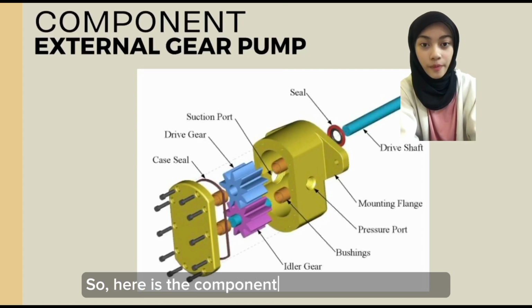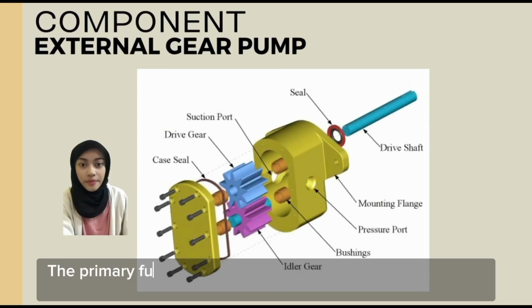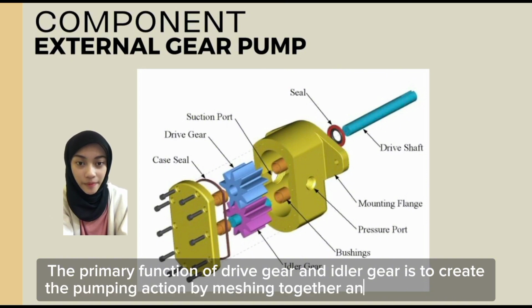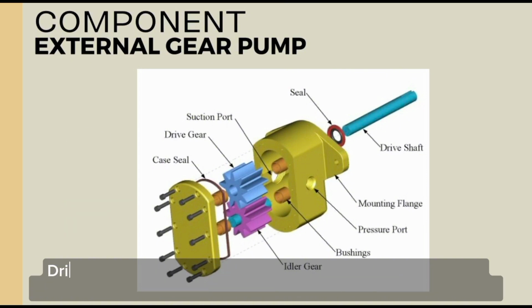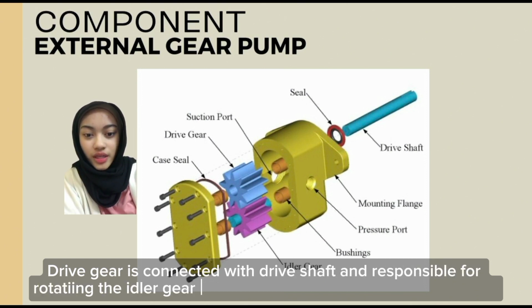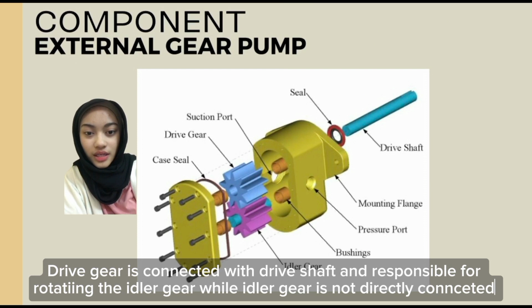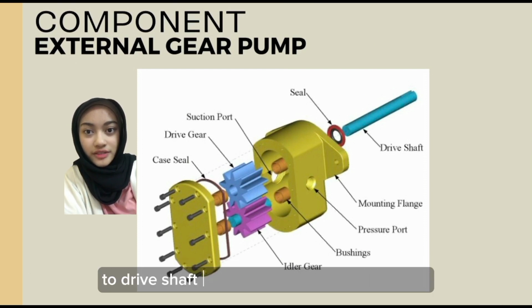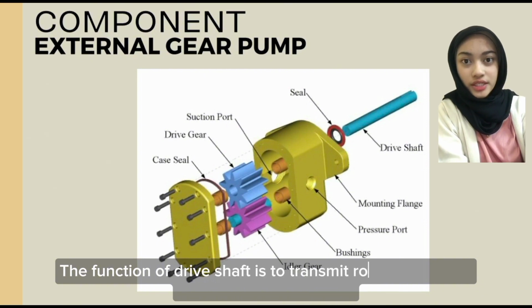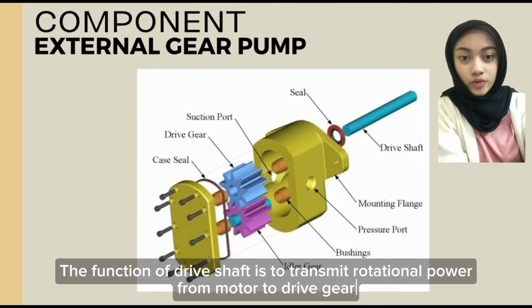So here are the components of external gear pump. The primary function of drive gear and idler gear is to create the pumping action by meshing together and displacing fluid. Drive gear is connected with drive shaft and responsible for rotating the idler gear, while idler gear is not directly connected with drive shaft but is rotated by the drive gear. The function of drive shaft is to transmit rotational power from motor to drive gear.